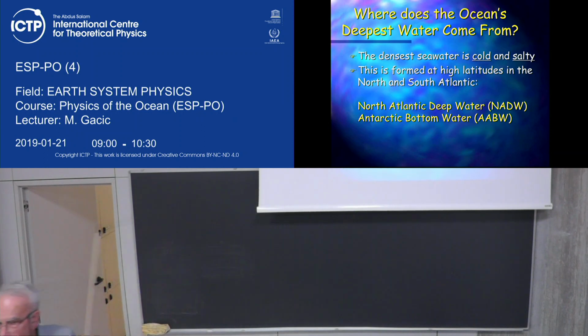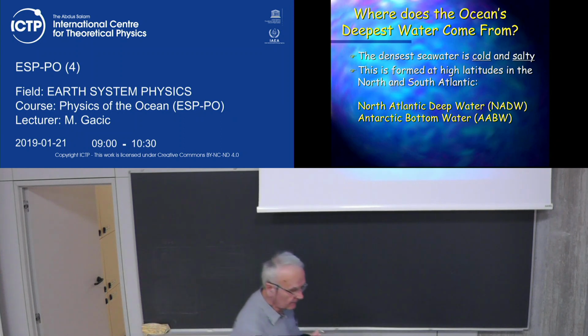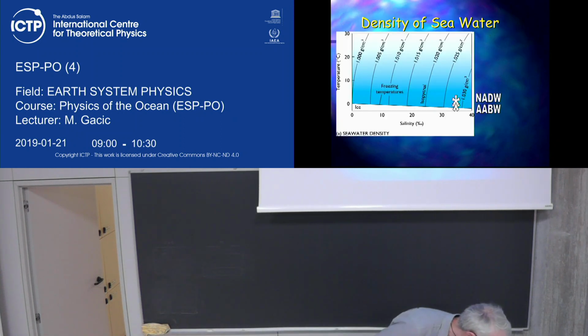These are two water masses. They are water masses because they are characterized by different temperature-salinity relationships. North Atlantic Deep Water has a different temperature-salinity relationship with respect to the Antarctic Bottom Water, and also they have a different density. And now let's see how it looks.